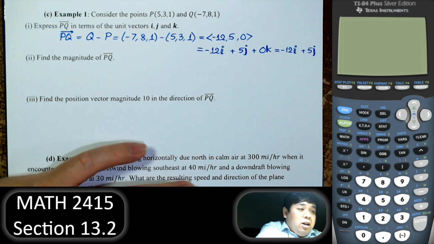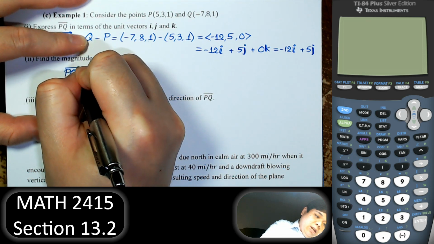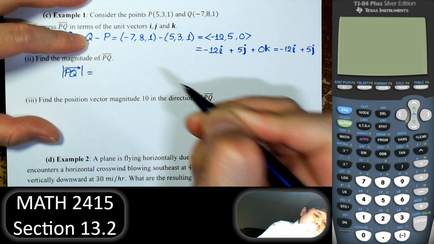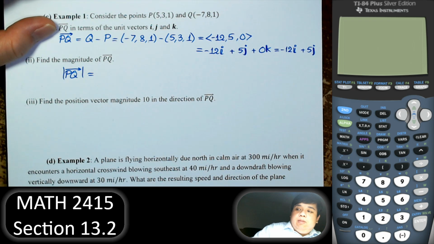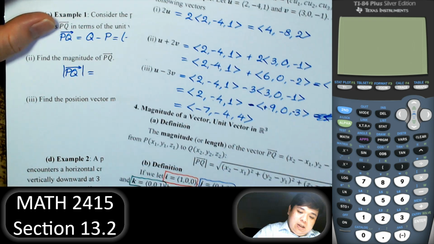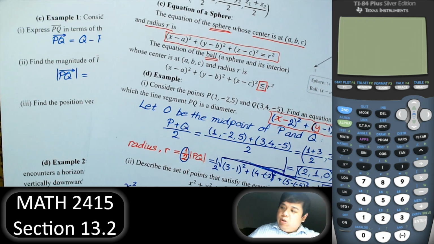Next we find the magnitude of vector PQ. So this is easy. Vector PQ, the magnitude will be given by that. What do we have before?